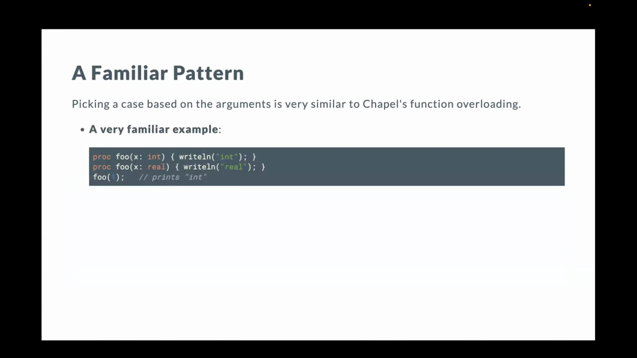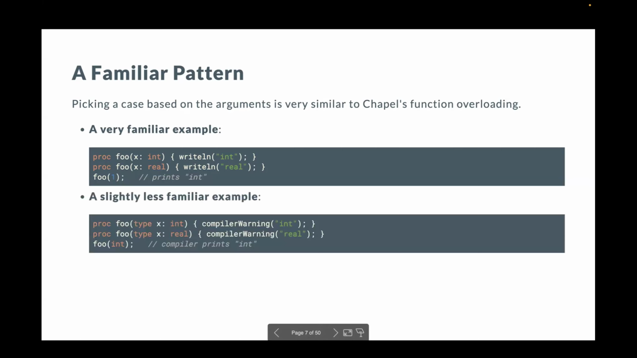overloading. So as a very familiar example, suppose you have two procedures, one that takes an integer and one that takes a real number. You then call foo with an integer. And since the argument is an integer, Chapel picks the first procedure to call in this case, and we print int.